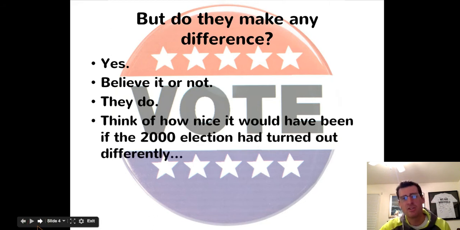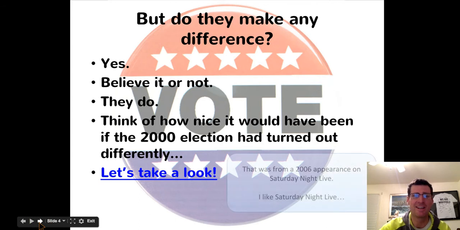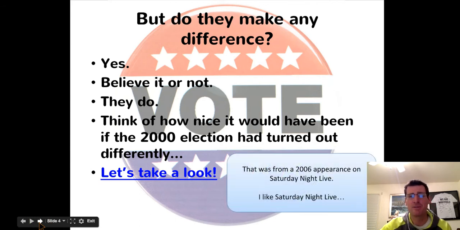Now, this is a link which I usually make in my classroom. I'm not able to make it on this video, but sort of tongue-in-cheek, we take a look at how things might have turned out differently if the 2000 election had gone differently. And I have a link here to a video clip. I'll put that link down in the description below so that if you're interested, you can take a look. It's humorous, it's funny, and I think you'll like it. So take a moment and take a look at that. All right. This was a scene from a 2006 appearance by Al Gore on Saturday Night Live, and it's kind of funny to be able to laugh at politics sometimes.